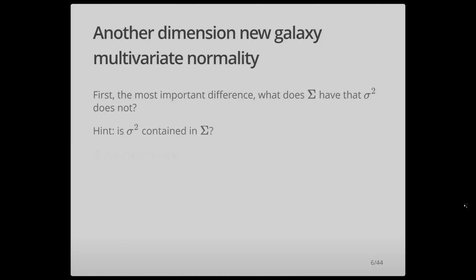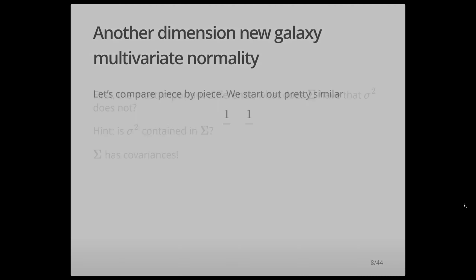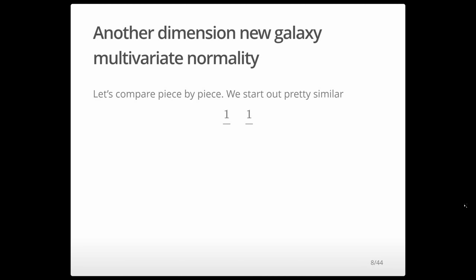So essentially what we have is our covariances. In a normal distribution, we have variances. We don't have any covariances between multiple variables. So let's compare the multivariate to the univariate normal distribution piece by piece. And obviously we're starting pretty similar, which is essentially just that we're going to be dividing by something. So in both cases, we're starting out by saying we're going to divide by something.